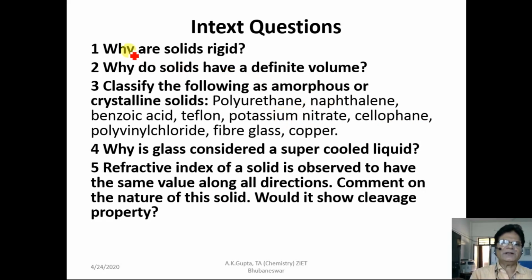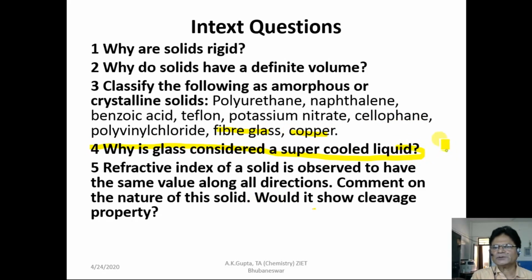Okay. Now, these are the questions you have to do as homework. These are questions given in your NCERT book. Question number 1 is, why are solids rigid? Question number 2 is, why do solids have a definite volume? Question number 3, classify the following as amorphous or crystalline solids: polyurethane, naphthalene, benzoic acid, Teflon, potassium nitrate, cellophane, polyvinyl chloride, fiberglass, copper.